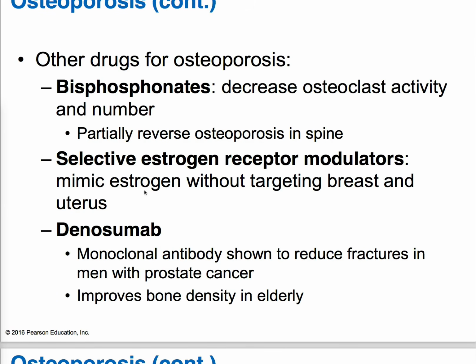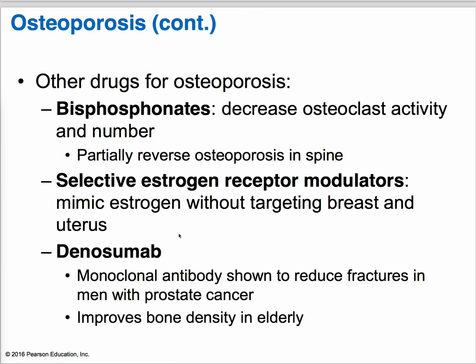Now, bisphosphonates decrease osteoclast activity and numbers, so they partially reverse osteoporosis within the spine. Now, selective estrogen receptor modulators mimic estrogen without targeting the breast and uterus. So this is something that they're using. They think it might be a little bit safer, to reduce the risk of developing cancers in the breast and uterus.